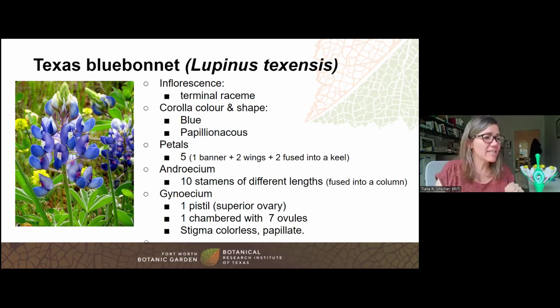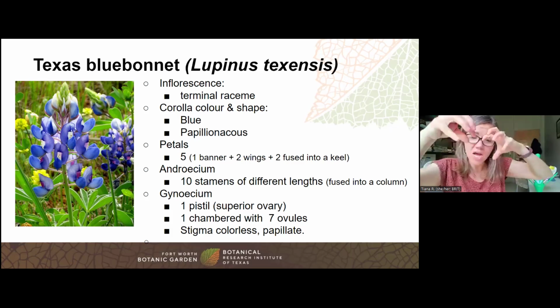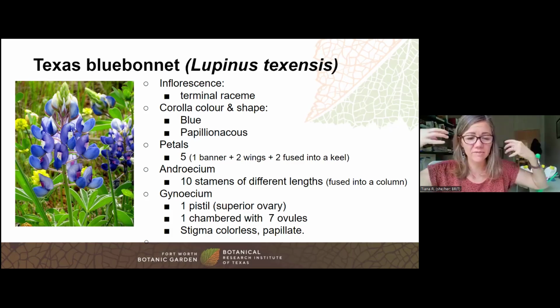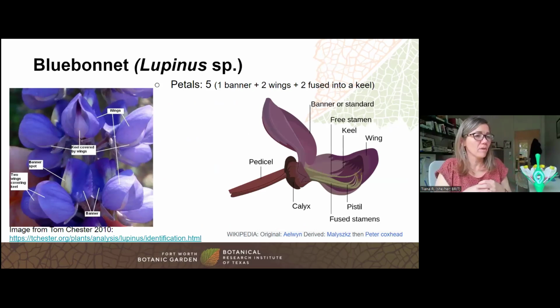All right, the gynoecium, 1 pistil. It's got a superior ovary. We can talk a bit about that. It's got 1 chamber, 7 ovules, and the stigma is colorless. It's papillate. It has little nubs all over it, right? You can think about all these adaptations these plants have to their parts to make themselves more efficient and effective at being pollinated.